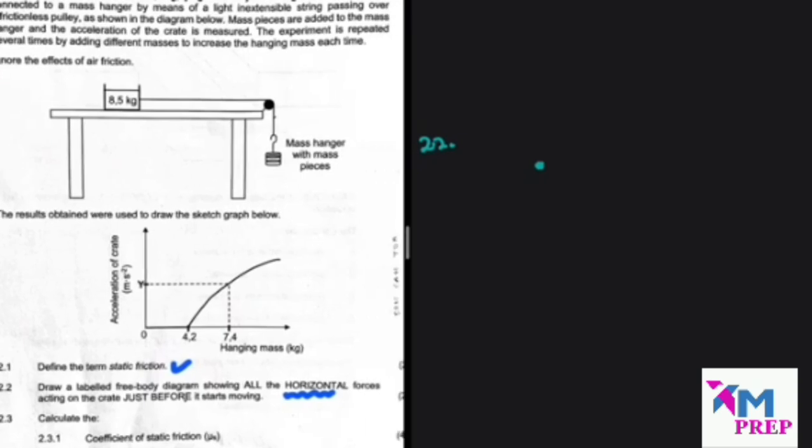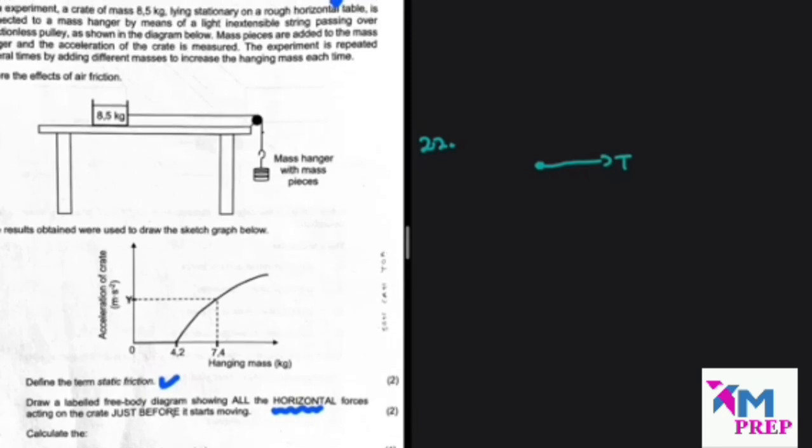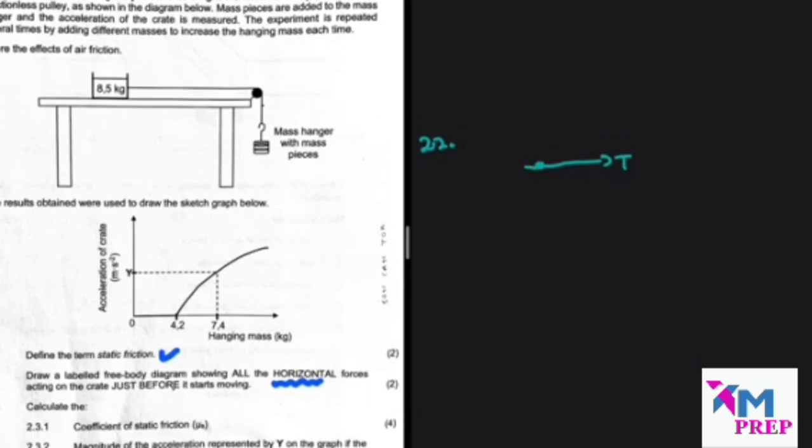And then we're supposed to draw a labeled free body diagram acting on the crate just before it starts moving. Obviously we have the tension, as a consequence of the light inextensible string that connects the crate and the mass hanger. And then we also have the frictional force acting on the object. So there we go. These are the only 2 forces that we're supposed to have: frictional force and tension force. No normal force, no weight. Not because they are not there, not because they do not exist. They still do exist, but the question is saying only the horizontal forces. So we have to respect that.